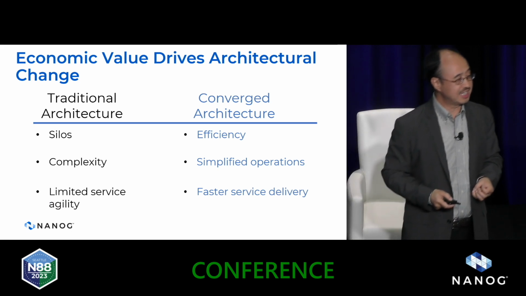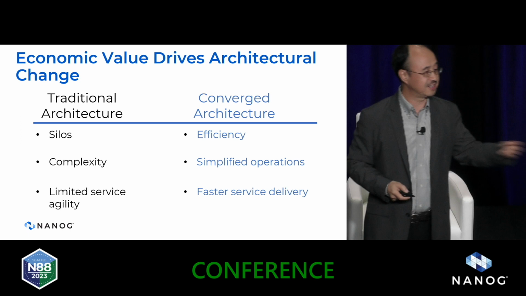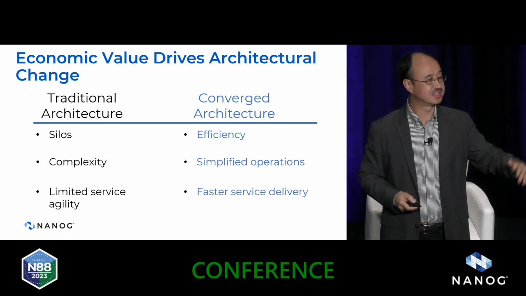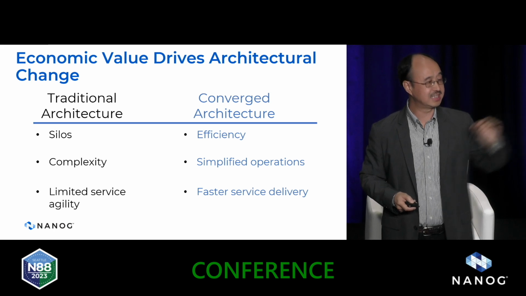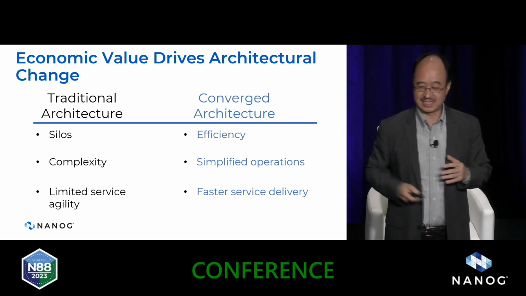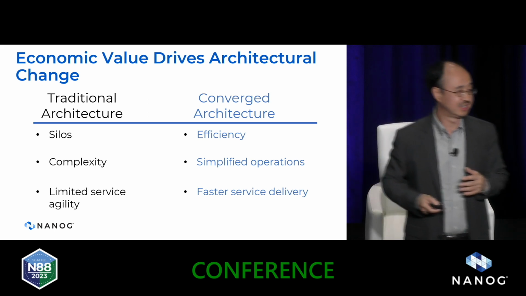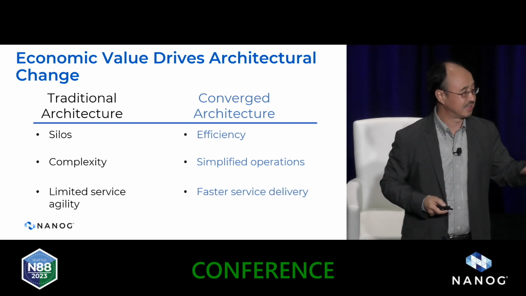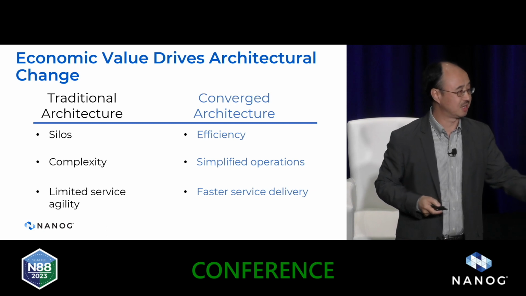With the traditional architecture, you get limited service agility because of all the silos, all the layers, all the complexity. With the converged architecture, we get faster time to value and faster service provisioning. Some of the better operational models can be implemented.